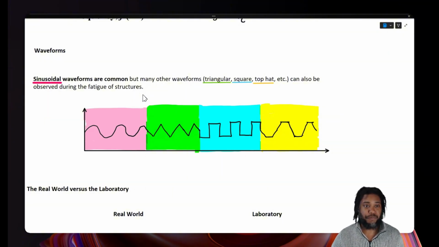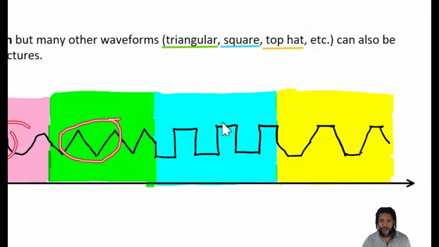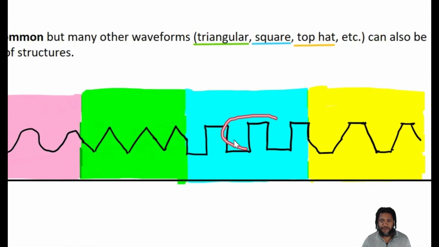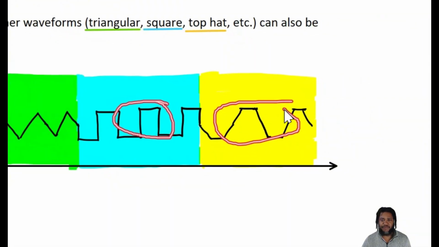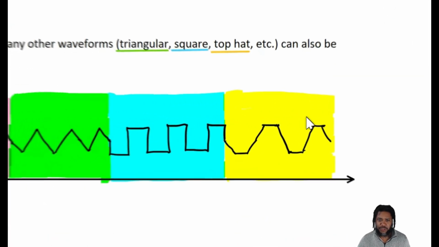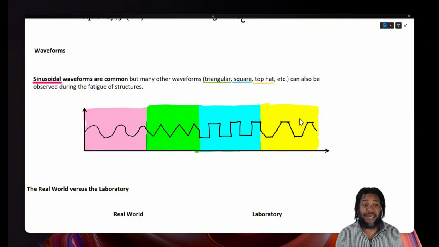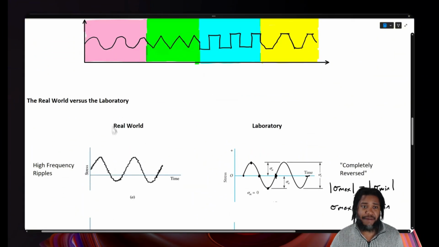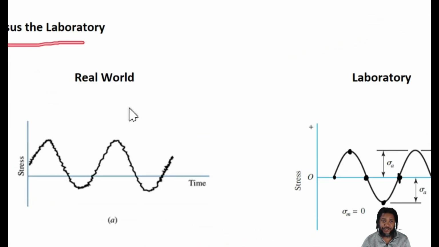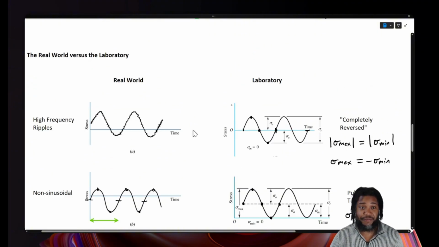But many other waveforms could be applied to a material during an experiment or observed during actual operation, actual service of a structure. So we could have sine waves, triangular waves, square waves, or even these top hat waves that have a ramp, then a hat, and then a ramp down, right? And of course, beyond these few, there are many other types of waveforms that are possible.